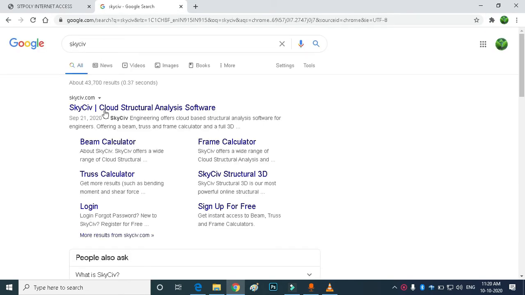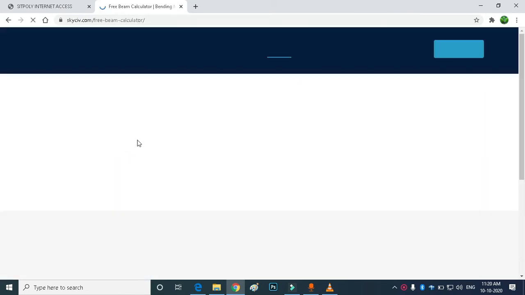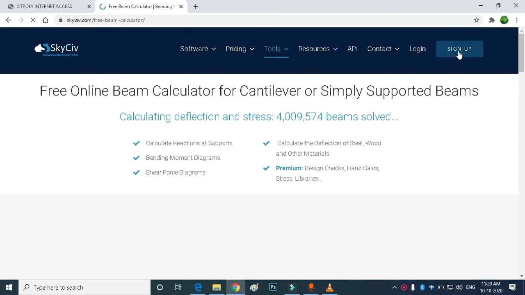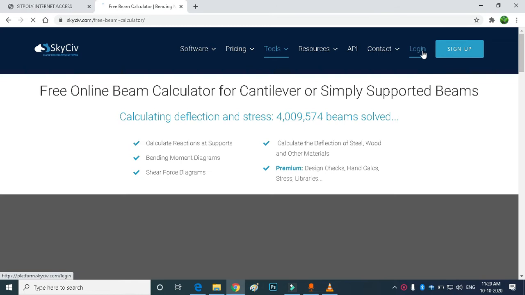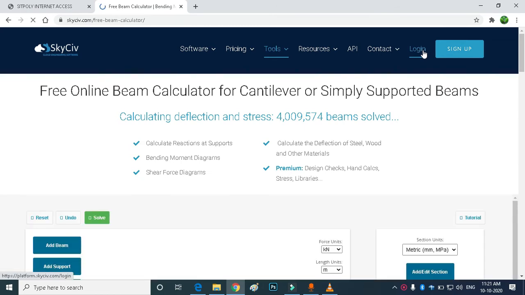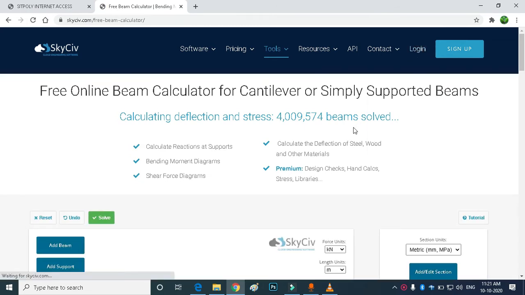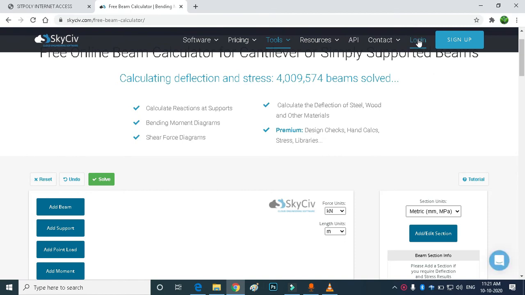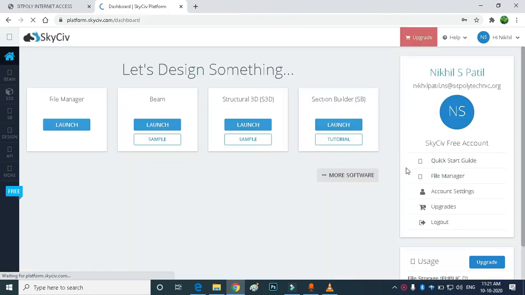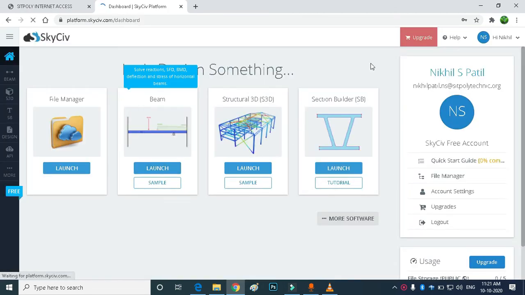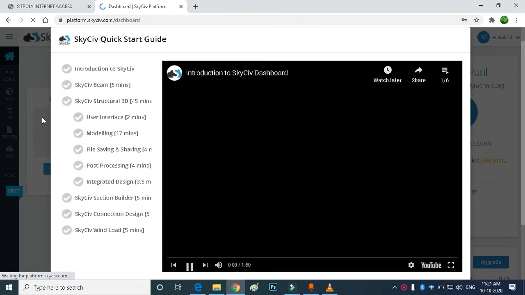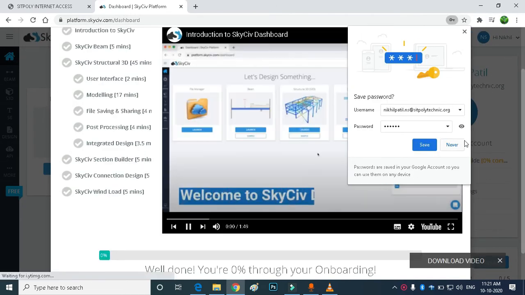Then moving forward, I have clicked there on the beam calculator. Then you need to sign up first. To take the printout of that beam, you need to first sign up. If you are already signed up, then you can log in. So I will start by logging in with my account. When you log in to this, you'll get their video.